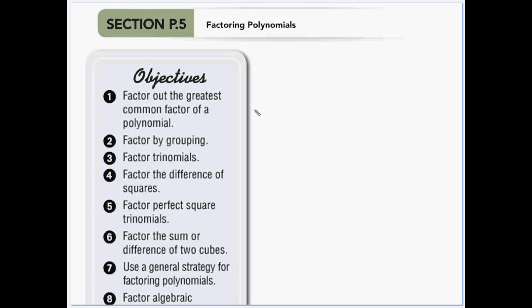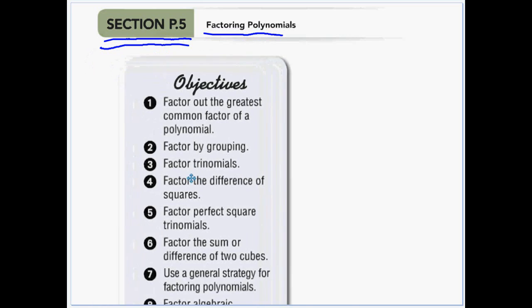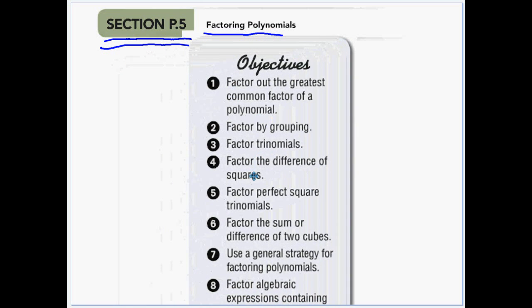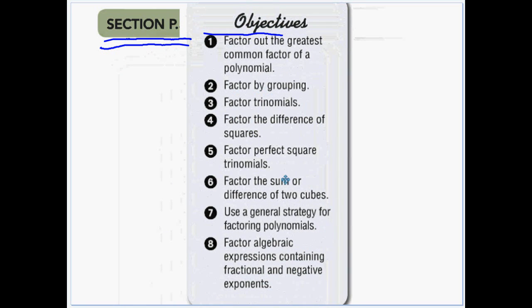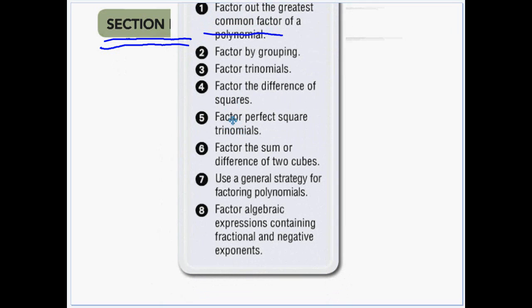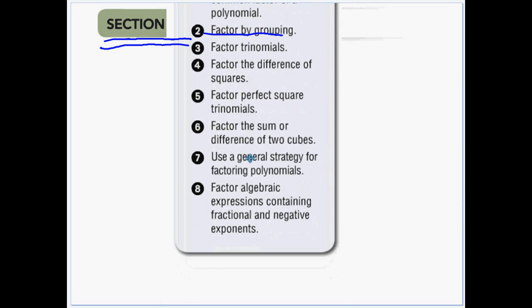Okay, in this video, we are going to start section P-5, and that is factoring polynomials. Here's a little list of the bullet points that we'll get to: factor out greatest common factor, factor by groups, factor trinomials, difference of squares, perfect squared trinomials, sum and difference of cubes. I think we'll get through those concepts in this first video, and then in the next video we'll do the general strategy for factoring polynomials and with positive and negative exponents.